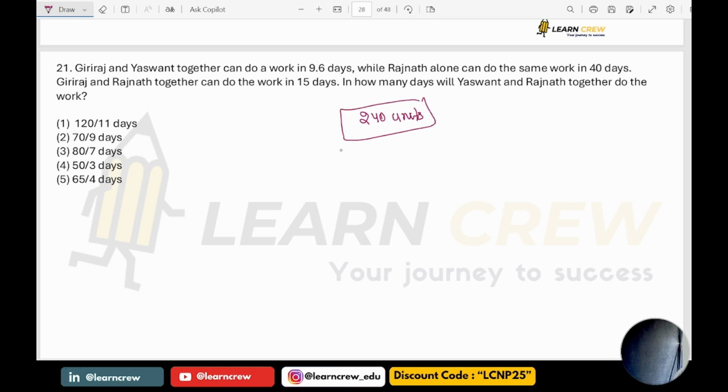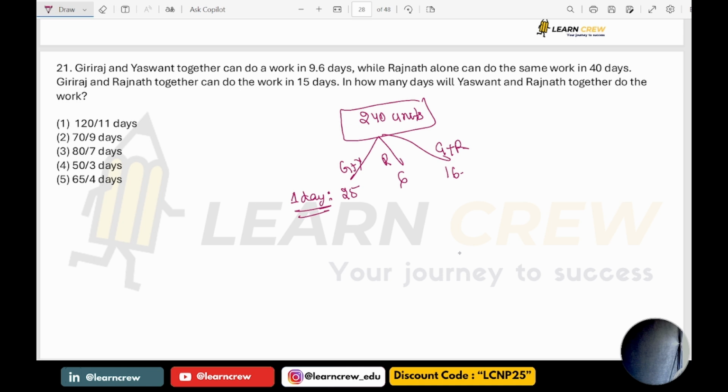Thereby work done by Giriraj and Ashwant together in one day is 240 by 9.6, which is 25. And work done by Rajnath in one day: in 40 days he completes 240, so in one day, 6. And work done by Giriraj and Rajnath together: in 15 days, 240, so in 1 day, 16.